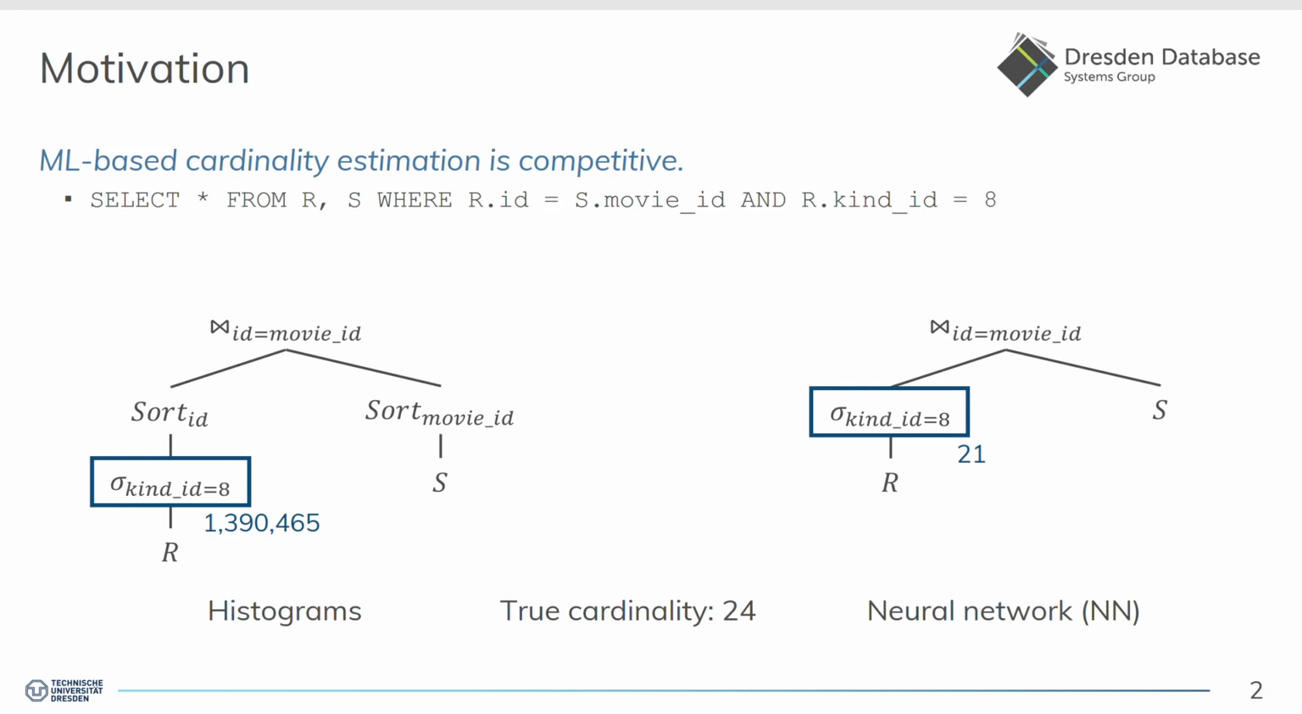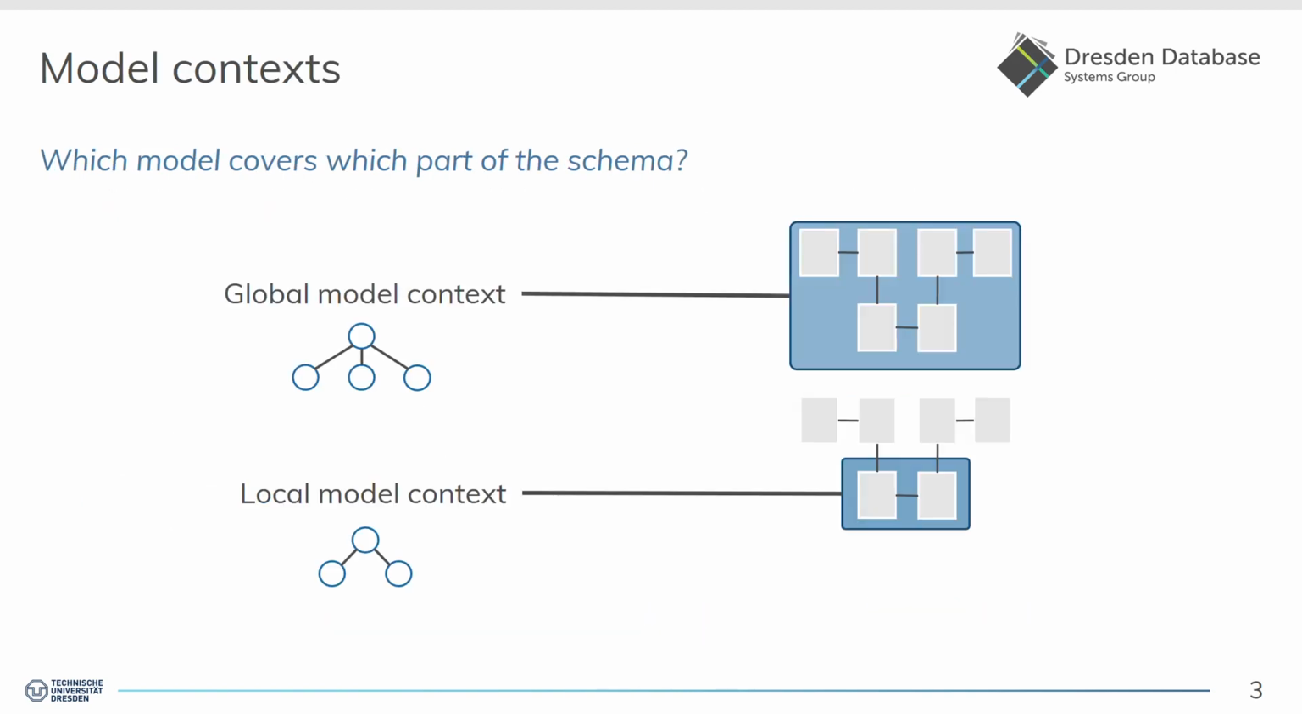As an example for neural networks, we integrated our local model approach into Postgres. The difference between any other approach and our local model approach is that they only focus on a small subpart of the database schema, called the local model context. Only in this context are we able to use our model. So a context can be anything from joint tables to a base table.